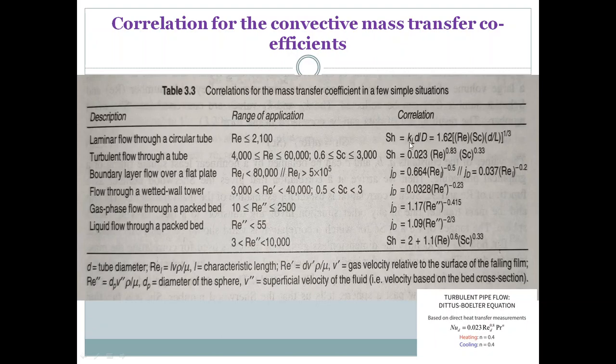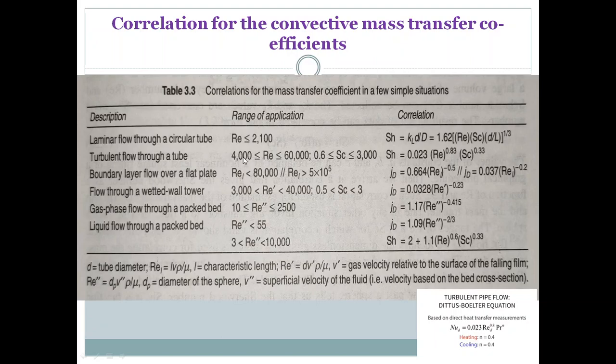If this is the condition, then Sherwood number, kL into D by DAB, where DAB is diffusivity, is 1.62 into Reynolds number into Schmidt number into D by L, whole to the power 1/3. This is the correlation. People did the experiment and developed this for laminar flow in a circular tube, where you can calculate the mass transfer coefficient.